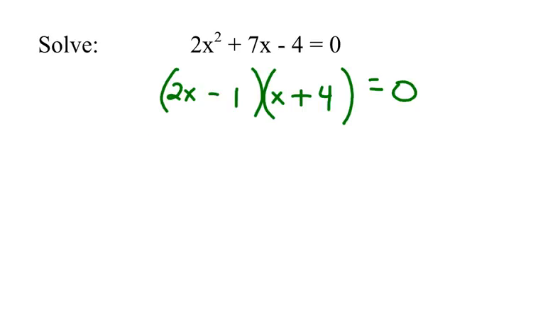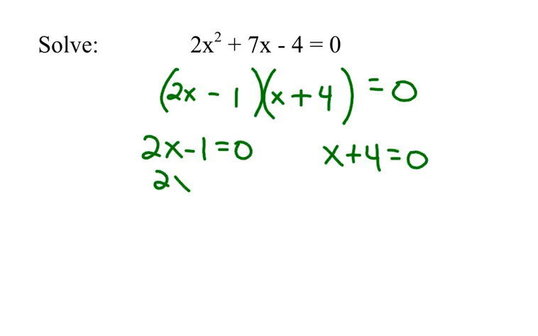Now we're ready to set our factors equal to 0 and solve. Here I'm going to add 1 to the other side and divide by 2. So x equals 1/2. And here I'm going to subtract 4 and get x equals negative 4. So again, two solutions, 1/2 and negative 4.